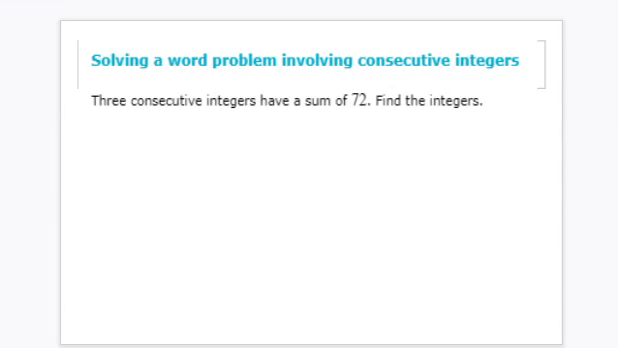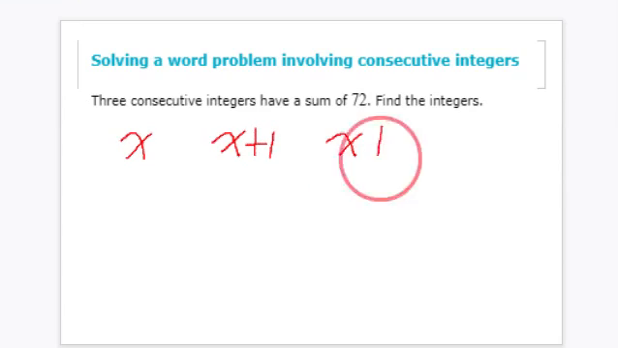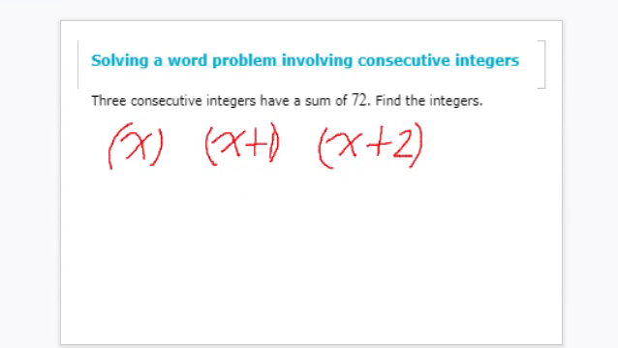So our first one is going to be x. Our second one has to be exactly 1 higher because it's a consecutive integer. So our second value has to be x plus 1, and the third number has to be exactly 1 more than the middle one. So that one's got to be x plus 2. Okay, so here's my first number, here's my second number, here's my third number. They're consecutive integers and they have a sum of 72. So I'm going to set this equal to 72.